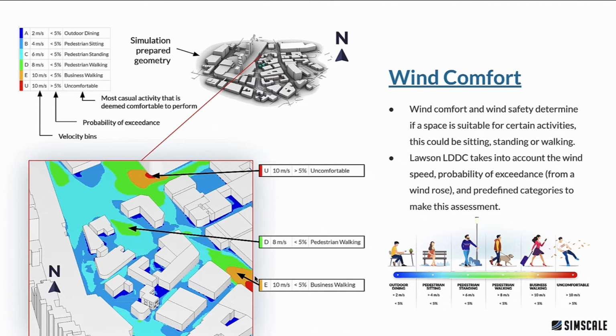And what we really want to do is make sure that the activities we expect pedestrians to be doing around our site are suitable for the activities that would be deemed comfortable to perform at that site. So we're really comparing our expectation with the comfort results that we're receiving from the SimScale platform, and that's exactly what we're doing here.